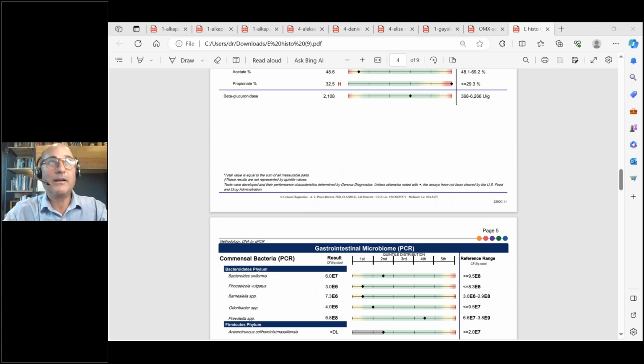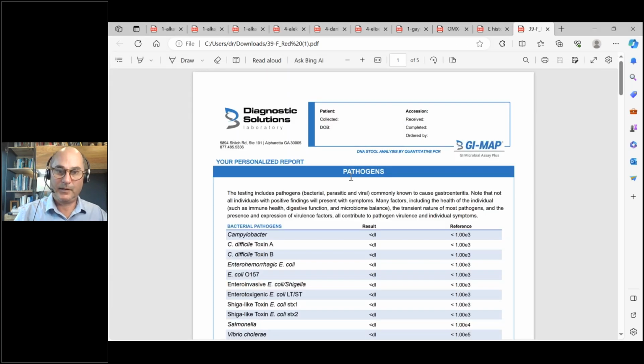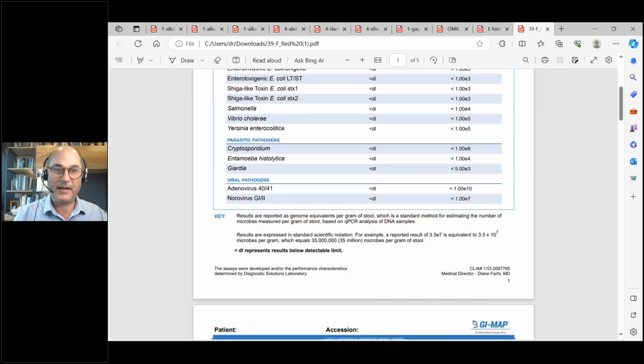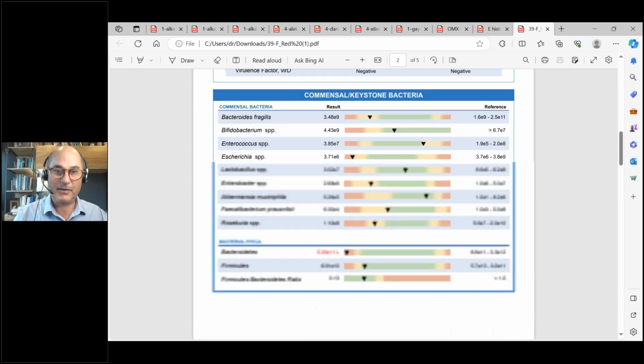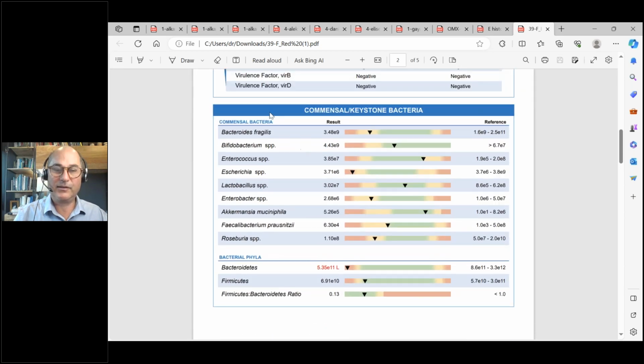Now, some of you also order this other test that's super common and popular, which I'll show you an example of, called the GI map. And I'll grab one of those. Oh no, sorry, that's the wrong thing. Oh no, sorry, I was right. Okay, you ready? Here's a GI map, and they have a big fat section here on commensal bacteria, strangely called commensal keystone bacteria.